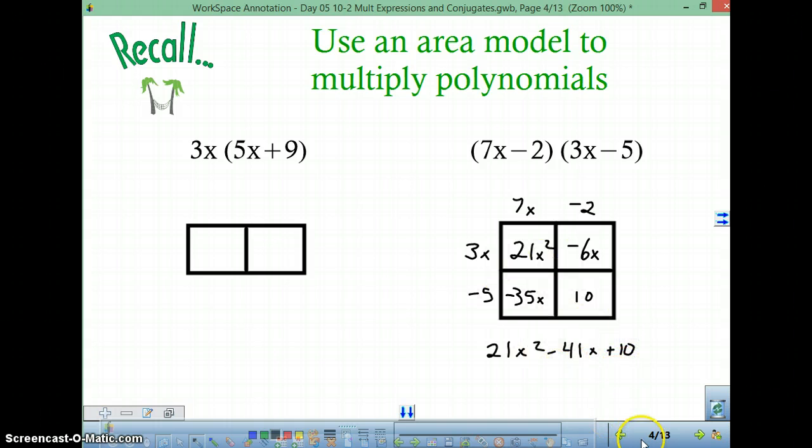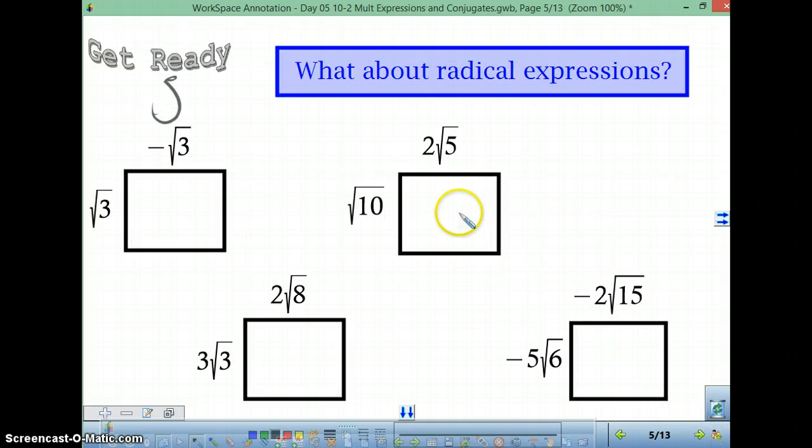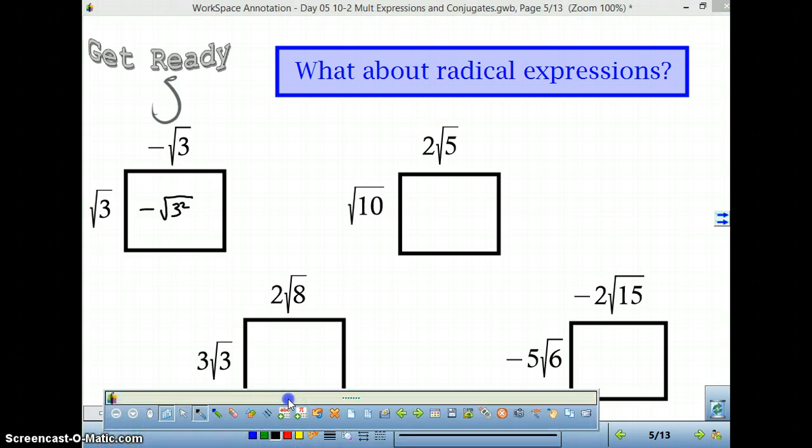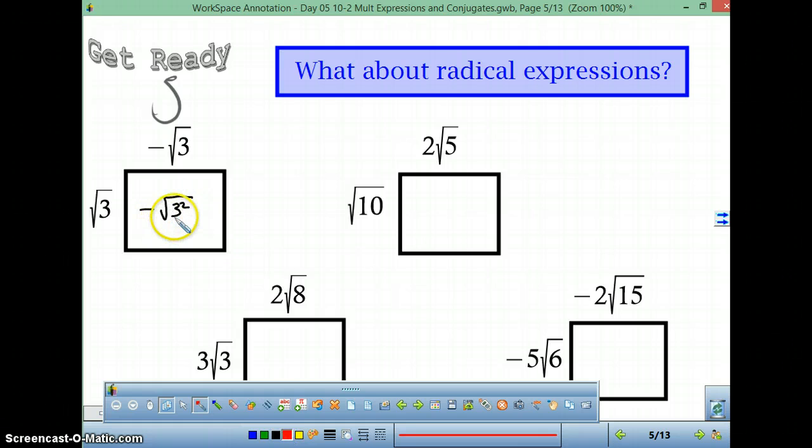Okay? If you know how to do that, that's going to help you when we learn to multiply radical expressions. Let's start with some very simple ones. Okay? Root 3 times negative root 3, well, that's going to be a negative root 3 squared. Let's move this up. We can take a perfect square out from under the radical. We take the square root of that. That becomes negative 3.